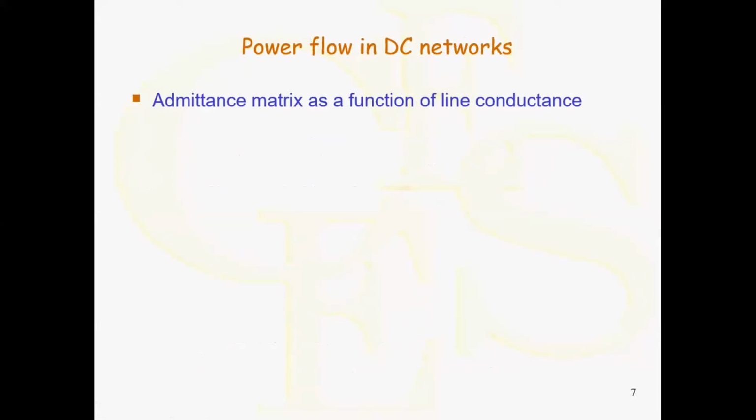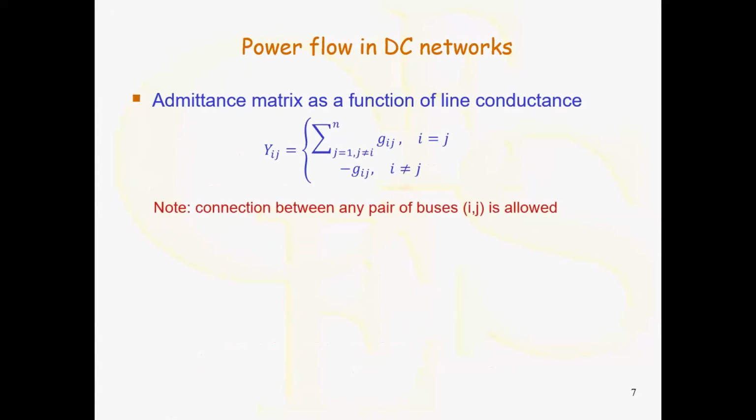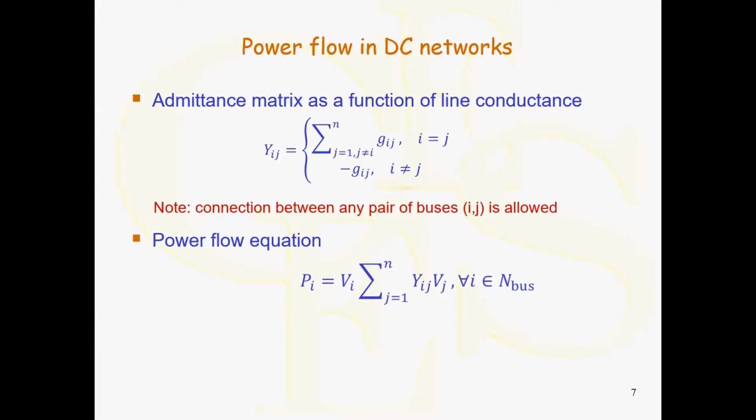So first, let's see the details of the power flow equation in the optimization model. So first of all, we introduce the admittance matrix as a function of line conductances, which is defined below. And then note that the admittance matrix is no longer a constant in the OAM problem, which is different from the OPF problem. Also, we allow any pairs of buses, say bus i and bus j, to be connected. And the corresponding line conductance Gij will be optimized in the problem. And with the admittance matrix defined, the power flow in DC network is described by the following equation.